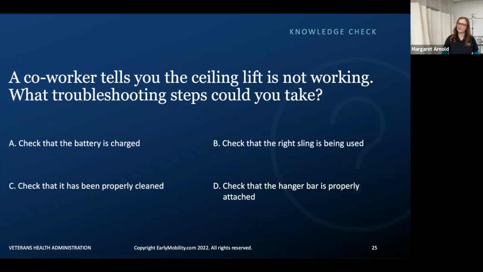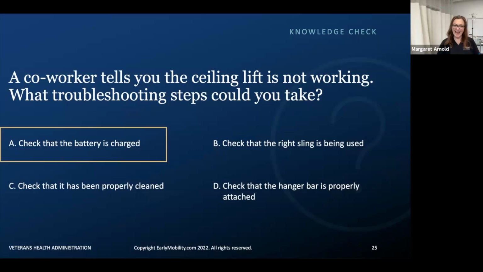A co-worker tells you that the ceiling lift is not working. What troubleshooting steps could you take in this case? A, check that the battery is charged. B, check that the right sling is being used. C, check that it has been properly cleaned. Or D, check that the hanger bar is properly attached.